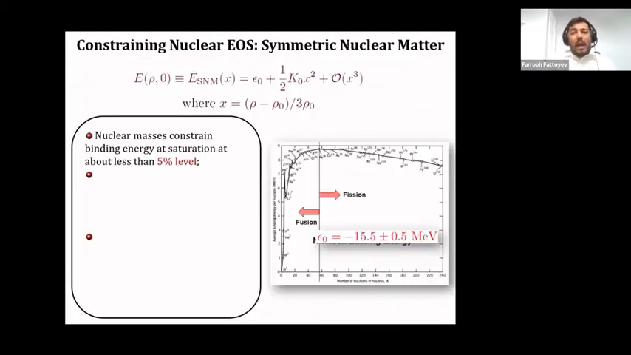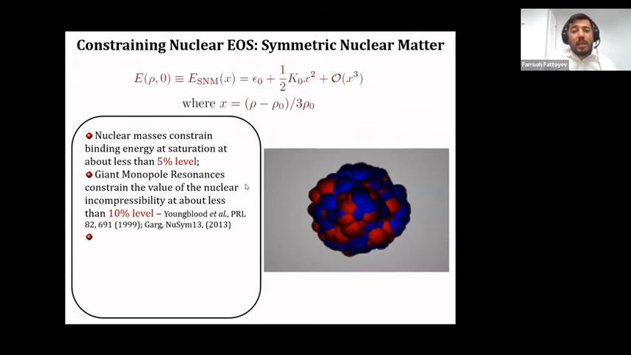Now, how well do we know the equation of state of symmetric nuclear matter? It turns out that nuclear masses constrain the binding energy at saturation to less than the 5% level. In fact, it dates back almost to 1935, and we know the nuclear binding energies very well. So that coefficient, E0, is taken care of. But giant monopole resonances and other breathing modes can also constrain the compression modulus of symmetric nuclear matter, so K0 is also taken care of.